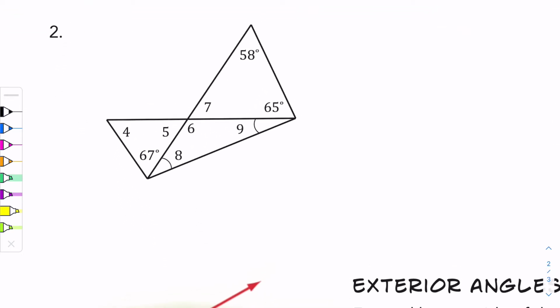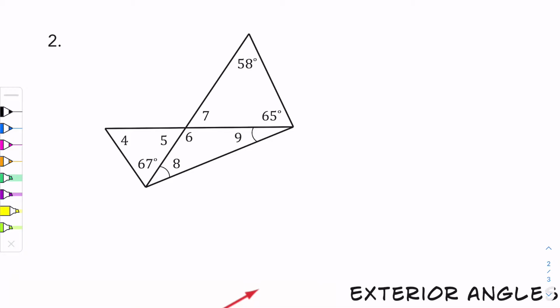Number 2 is a bit more complex because we're looking for a lot of missing angles. We have 4, 5, 6, 7, 8, and 9 that we have to solve for. We also see that there's multiple figures within this one single figure. I see a triangle here, I see a triangle here, another triangle here. I could look at it bigger. I could do this whole side as a triangle. I could do this whole side as a triangle.